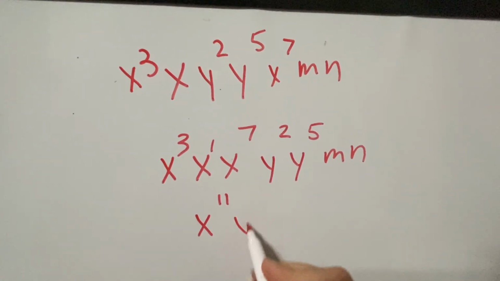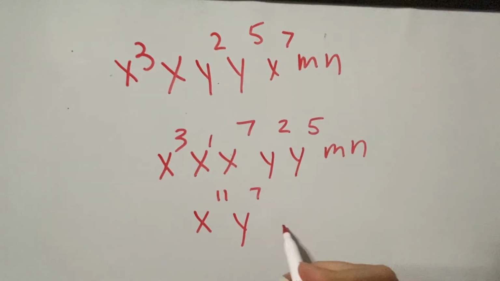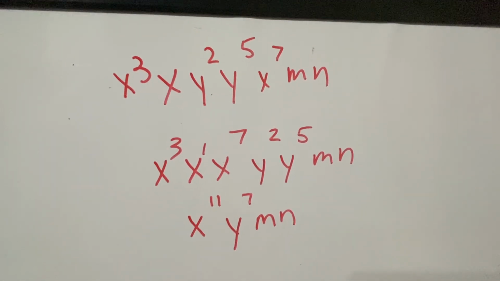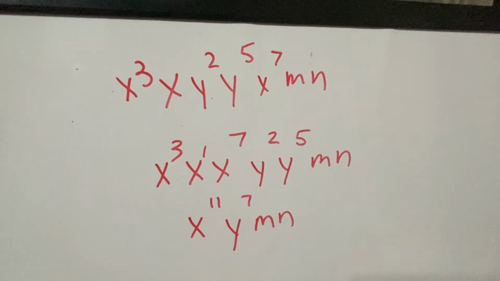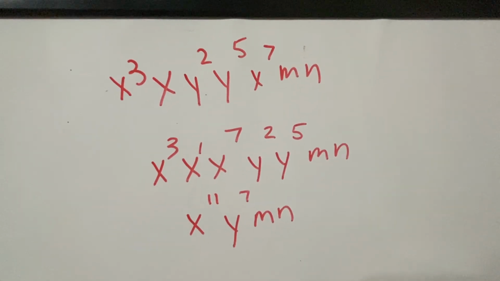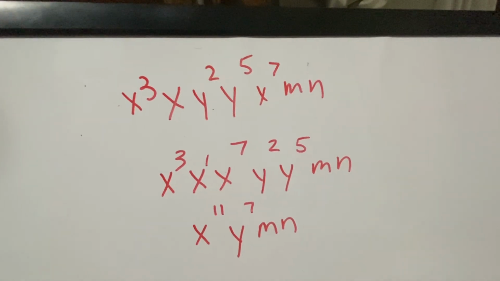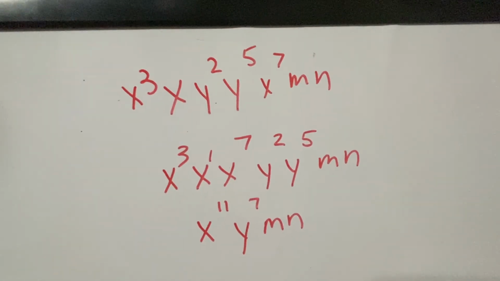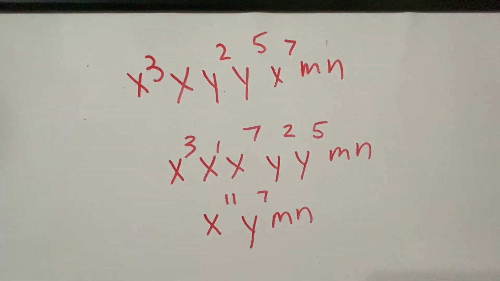This is y to the 7th. And then we have an m and an n there. Okay? Sometimes when we're going to do some problems here in the future, it's good to find a system of writing your variables in order. And you write them in order with the highest exponent going first.